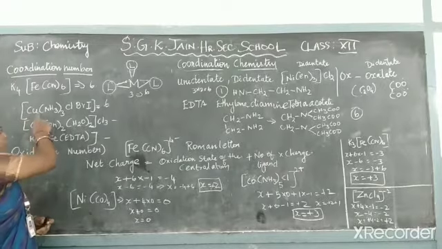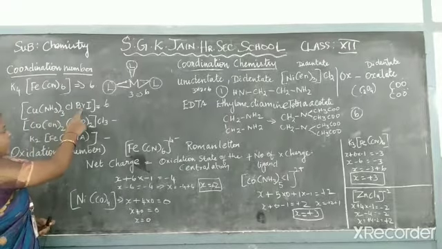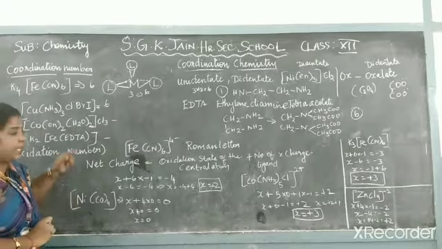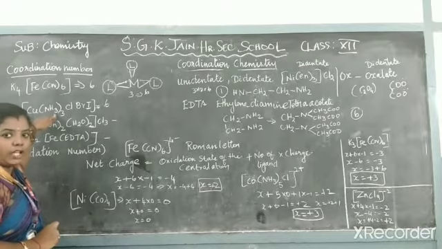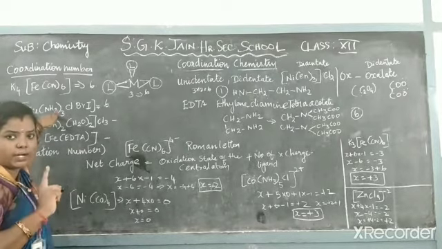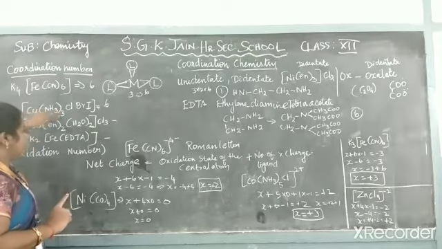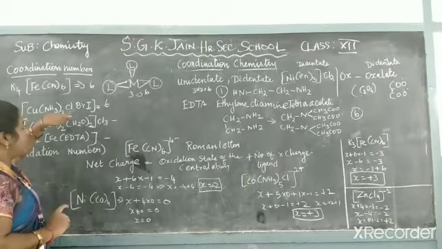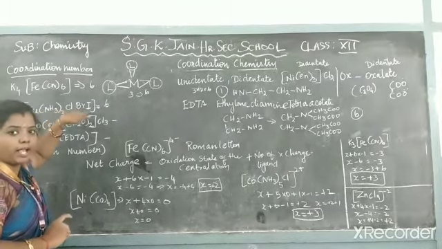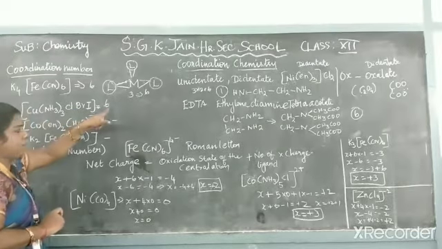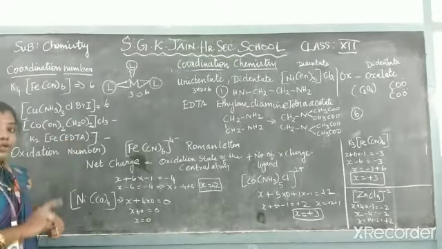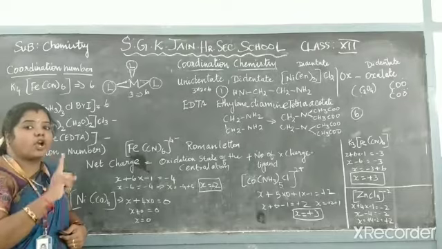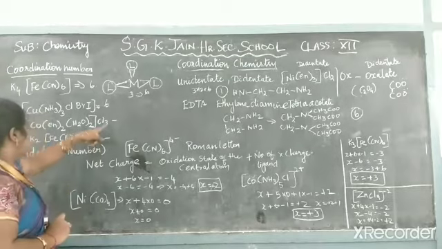Next one, let's see with calculations. Here there are NH3, Cl, Br and I. Based on ligands, how many ligands are there? Ammonia is a unidentate ligand, so 3 ammonia, plus chlorine 1, bromine 1, iodine 1. So 3 plus 3 will be 6. You have to calculate only the ligands, not the counter ion.